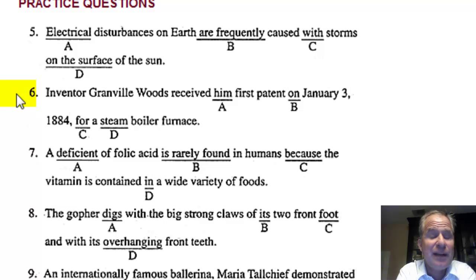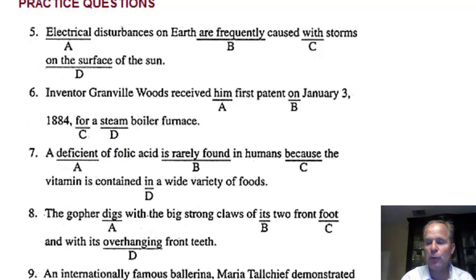The correct answer here is A, him. It needs to be changed to his, because his is a determiner which is modifying patent. So whose patent? Granville Woods' patent, or his first patent. On January 3rd, that's correct. My birthday is in December, on December 19th, I might say. You have 4 as the cause-effect type relationship, that's correct. And then steam boiler furnace, using a noun here in an adjectival type position.